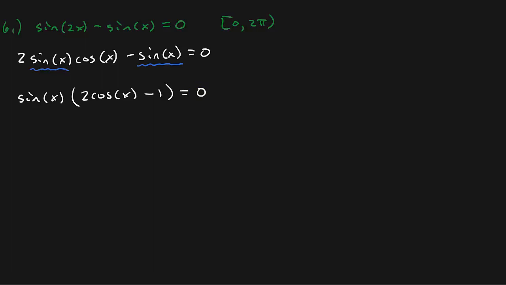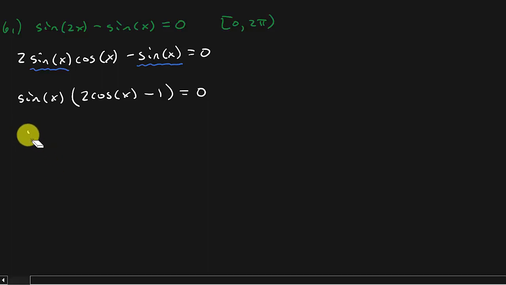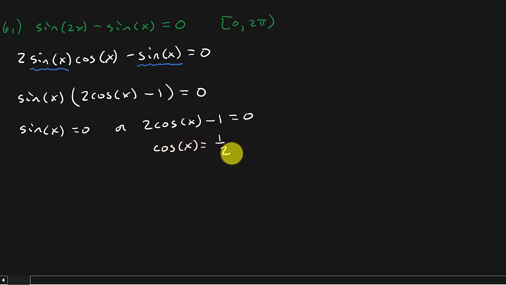All right. So how in the world do we solve this? Well, it's kind of like back when you were in algebra solving those quadratic equations. You had the two factors here. So you just set each one of them equal to 0. So sine x equals 0, or 2 cosine x minus 1 equals 0. So this one I would get what? Cosine x equals 1/2, right? All right, so there we go.